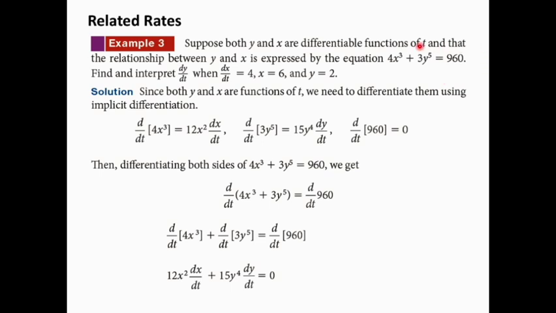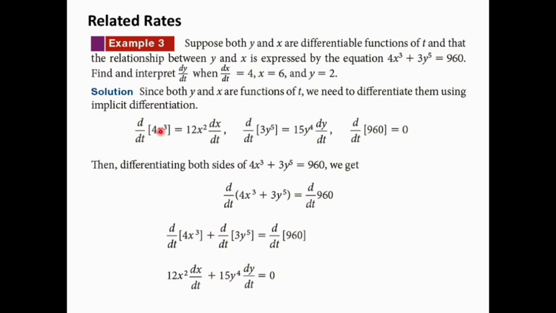When you go to take the derivative of this, we're going to use implicit differentiation. So we're going to take the derivative of each term. So when I take the derivative of 4x to the third, that's going to be written like this. And I'm going to take the derivative of 3y to the fifth. That's going to be written like this. And then, of course, the derivative of 960 is 0. I want to point out that, again, these are given as functions of time. These are changing over time.